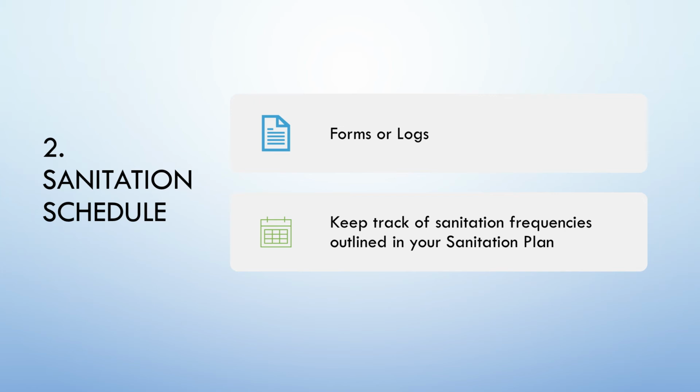Second, design a sanitation schedule. This is basically a form or log to help you keep track of what has been sanitized and what remains to be sanitized for the month or even the year, depending on your sanitation frequencies. For example, if you decide you want to clean your rooms every 3 months, you can design your sanitation schedule to cover the full year so that you can easily refer to it to determine the next sanitation due dates for each room. In other words, the sanitation schedule is used to ensure the frequency of sanitation outlined in your sanitation plan is respected.